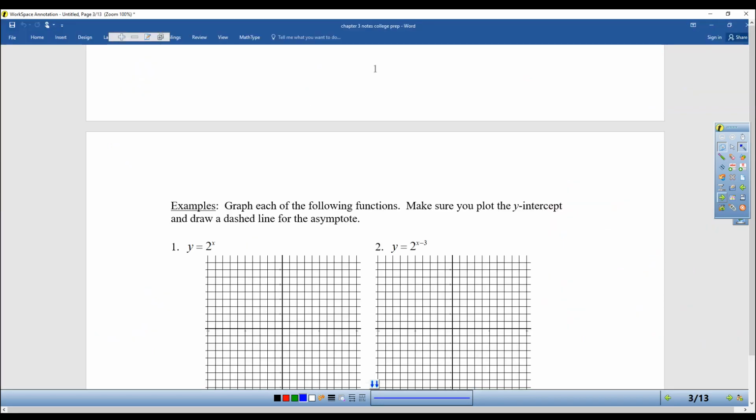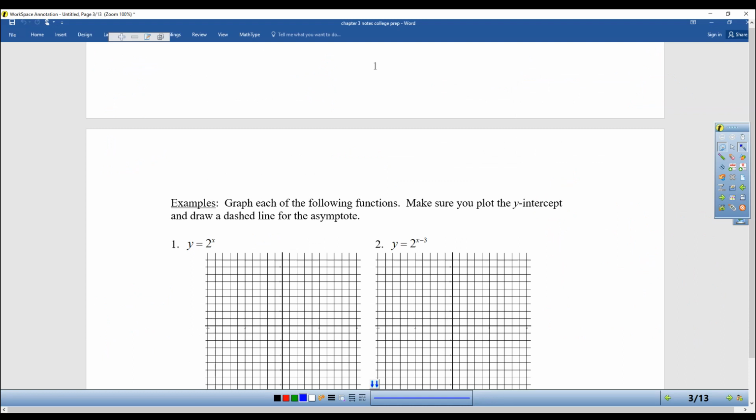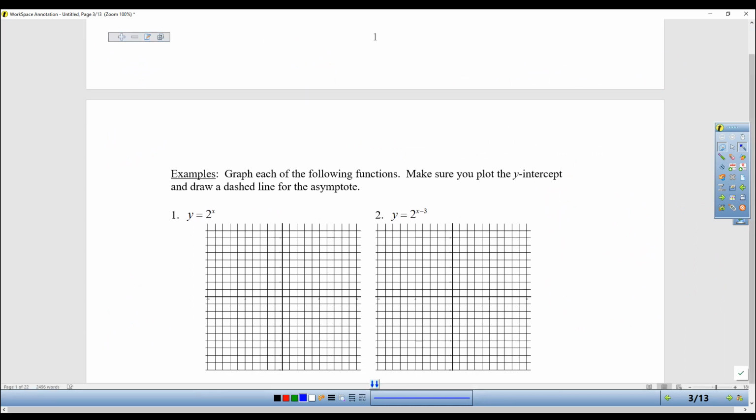In this next section, it's just a whole bunch of graphs. You are more than welcome to try and graph them on your own and then look at the answers. But I will give you some tips and tricks along the way if you'd like to just follow along.